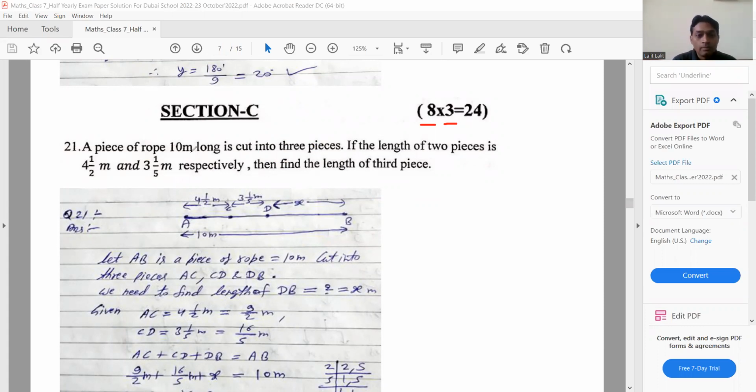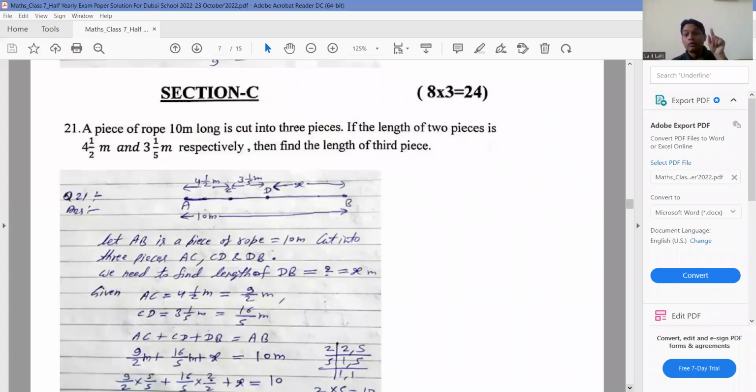A piece of rope 10 meter long is cut into 3 pieces. There is a piece of rope given, which is cut into 3 pieces. If the length of 2 pieces is 4 1/2 meter and 3 1/5 meter respectively, then find the length of third piece. Okay, so I hope you got the question. We need to understand what is given and what we need to find.